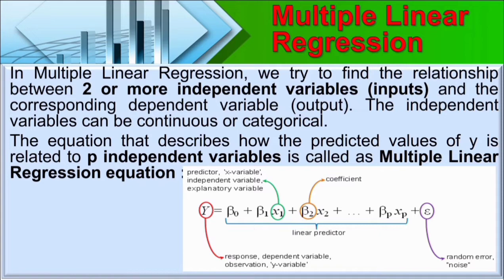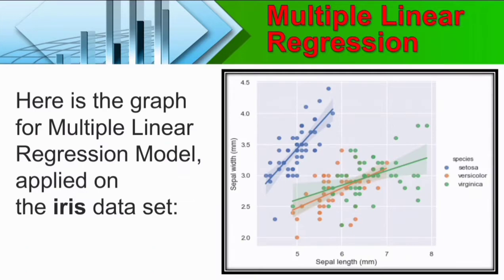Multiple linear regression. In multiple linear regression, we try to find the relationship between two or more independent variables or inputs and the corresponding dependent variable or output. The independent variables can be continuous or categorical. The equation that describes how the predicted values of y is related to p independent variables is called as multiple linear regression equation. Multiple linear regression graph.